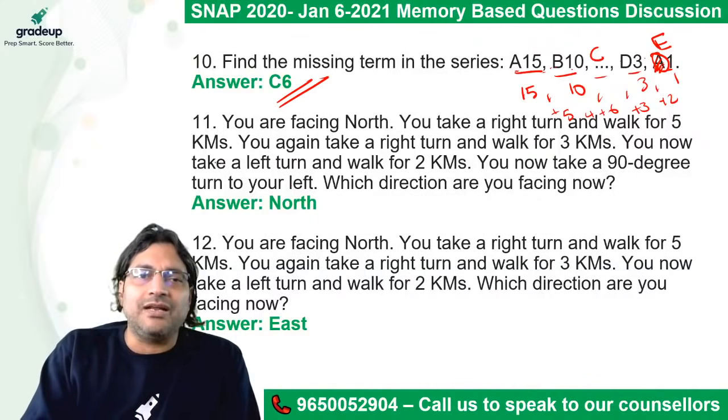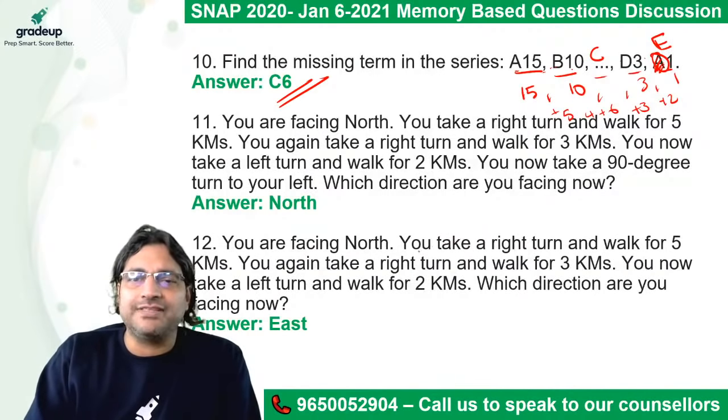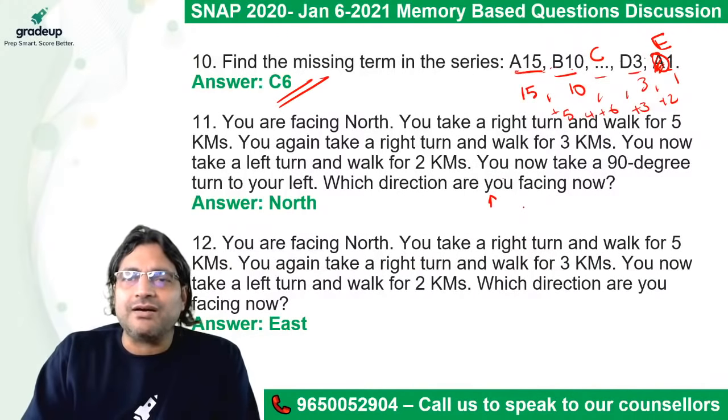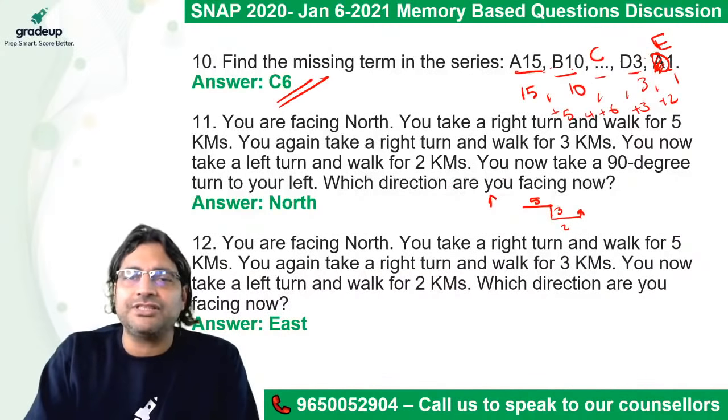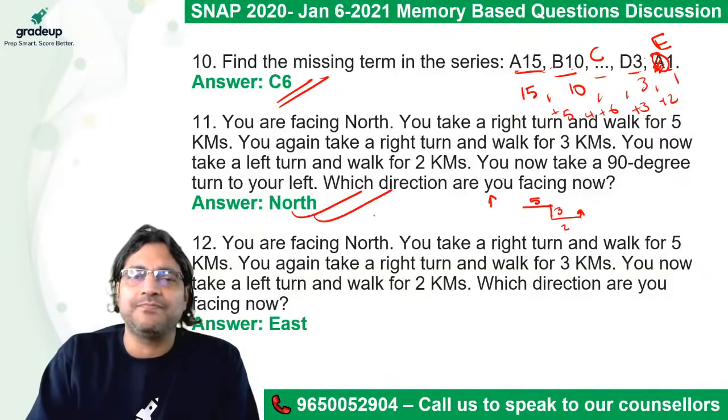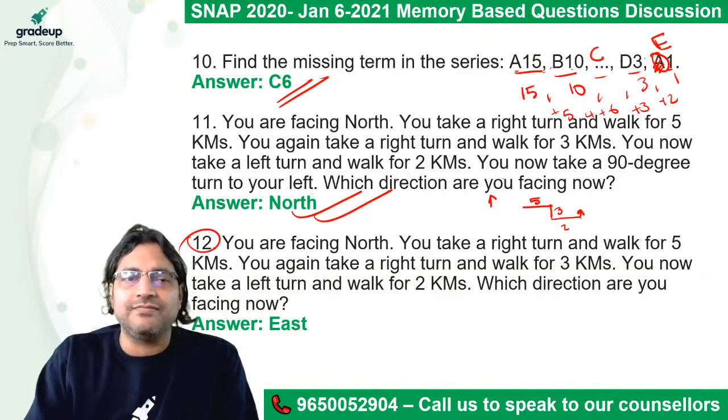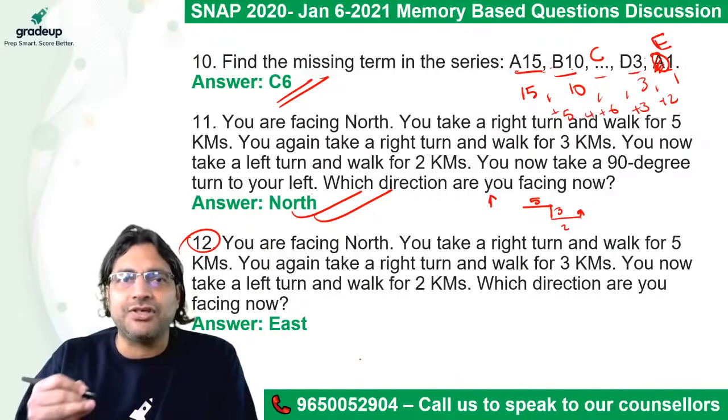Now, look at question number 11. We had that you are facing north. So, let's say you are facing north. You take a right turn and walk for 5 kilometers. You again take a right turn and walk for 3 kilometers. You now take a left turn and walk for 2 kilometers. Now you take a 90-degree turn to your left. Which direction are you facing now? Of course, north.